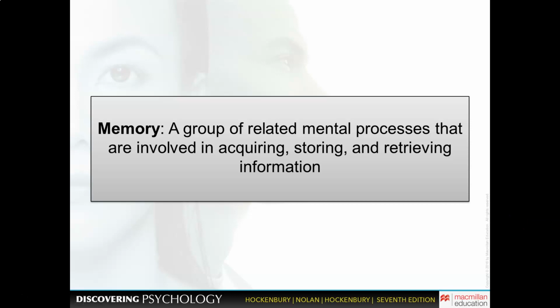Memory is a group of related mental processes that are involved in acquiring, storing, and retrieving information. So what is important to understand is these three terms: how we acquire information, how we store that information, and last but not least, how we retrieve that information, how we bring that back up into memory. So we will take a look at that process a little more in depth as we proceed.